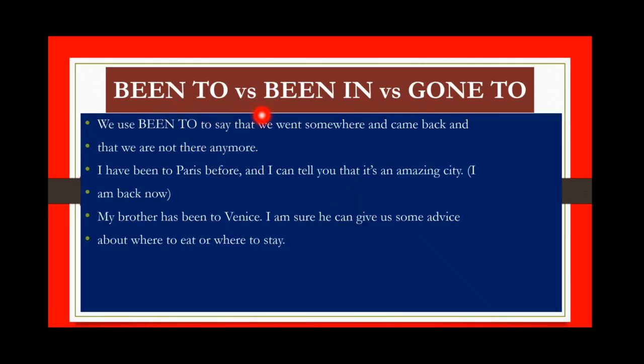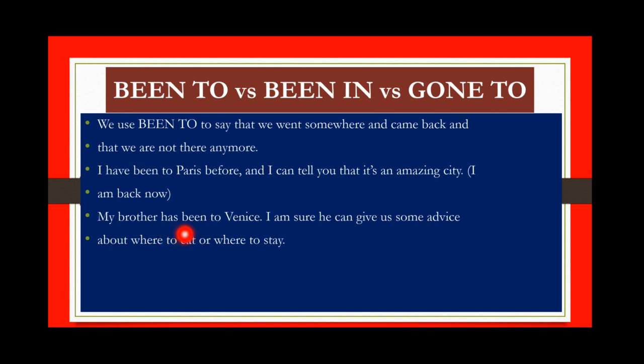Been to versus been in versus gone to. We use been to say that we went somewhere and came back and that we are not there anymore. For example, I have been to Paris before and I can tell you that it is an amazing city. I am back now. So we use been to talk about when you went somewhere and then you came back, you are not there now.